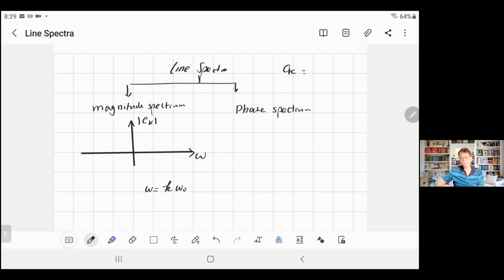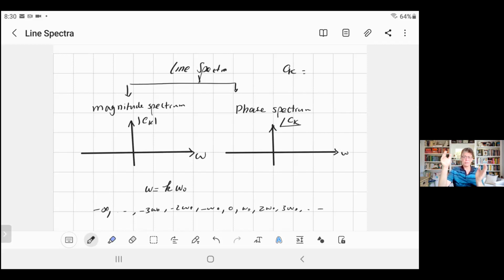So omega will run from minus infinity, and then go till, let's say, minus 3 omega naught, minus 2 omega naught, minus omega naught, 0, omega naught, 2 omega naught, 3 omega naught, and then go to infinity. All the frequencies are multiples of the fundamental frequency omega naught. Again, this is the magnitude of the coefficient. That's called the magnitude spectrum. The other one is the phase spectrum, which has the angle of CK against the frequency. So one for the magnitude, one for the phase.